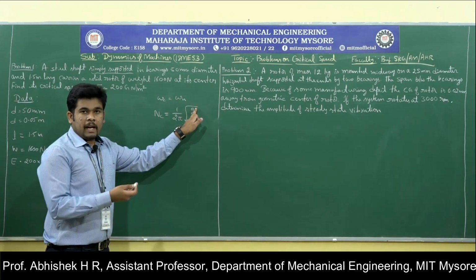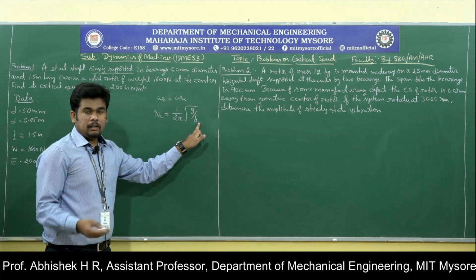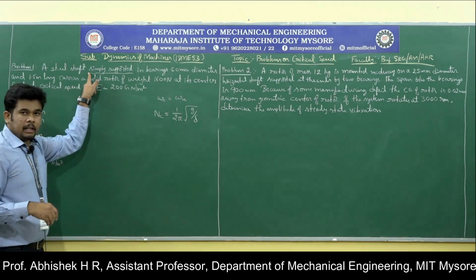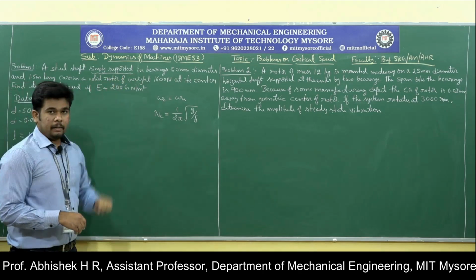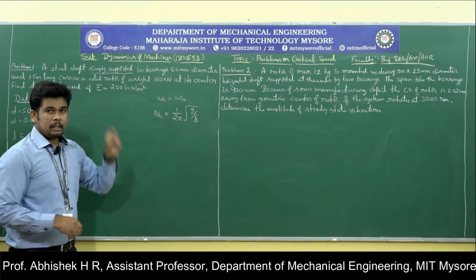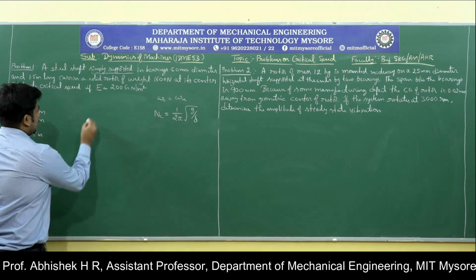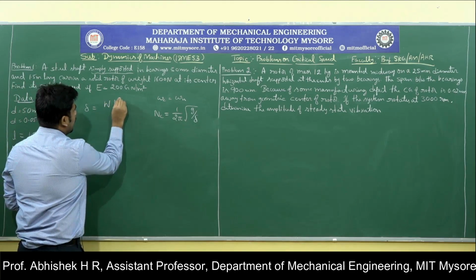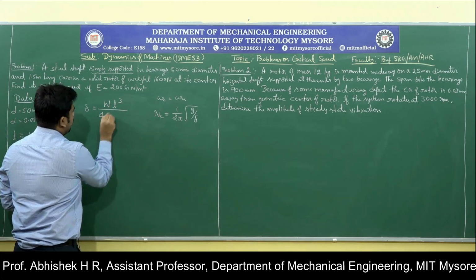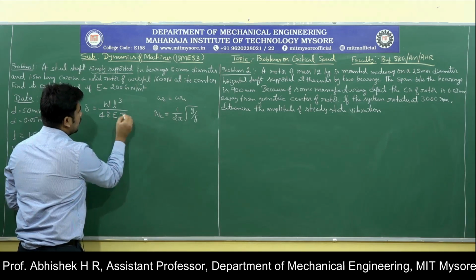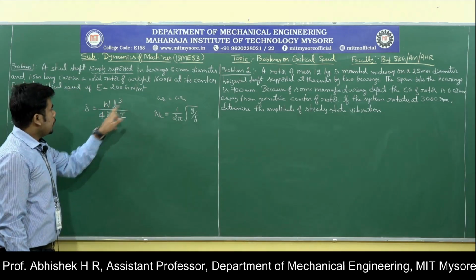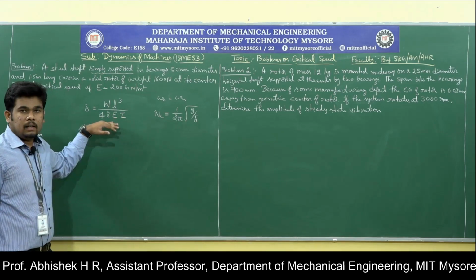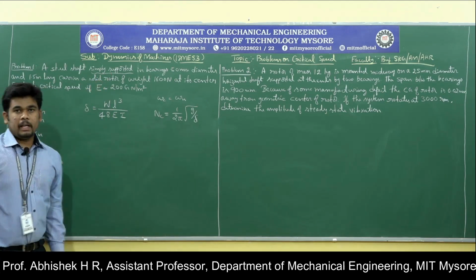g is a known value, that is 9.81. Delta we don't know, we have to find it out. But there is a hint in the given problem, that it is simply supported, right? For the simply supported beam we have a formula, delta is equal to W into L cube divided by 48 E into I. W L cube divided by 48 into EI. This is a standard formula for the simply supported beam.